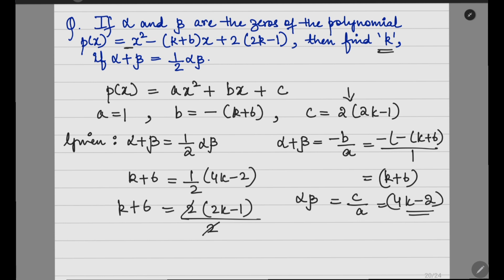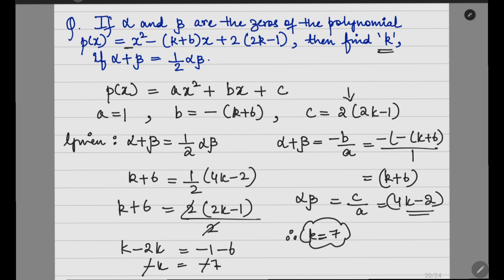LHS is k plus 6. Take k terms to one side. So k minus 2k is equal to minus 1 minus 6. So minus k equal to minus 7. Minus will get cancelled. Therefore, your k equal to 7. Okay, k is equal to 7. This is the answer.